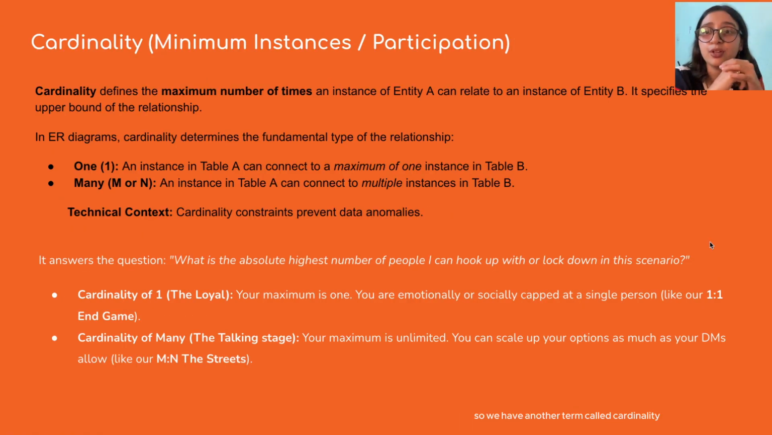So we have another term called cardinality. It's the maximum number of times an entity can have a relationship with another entity. In simple terms, a person can have either one relationship or multiple. Simple. So cardinality is either one or many. That means either you can be committed to one person for a long term, or you can be in the talking stage forever until you meet the one. I hope now you'll remember cardinality as well.